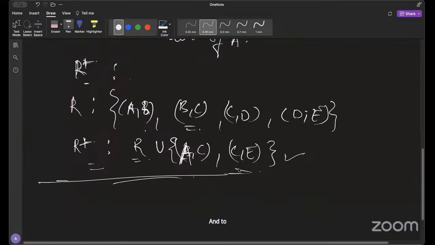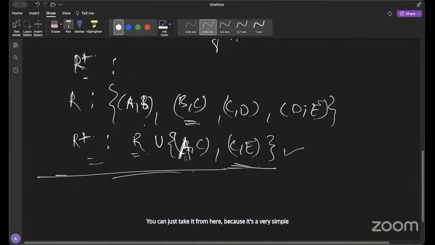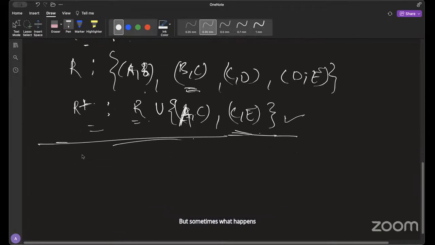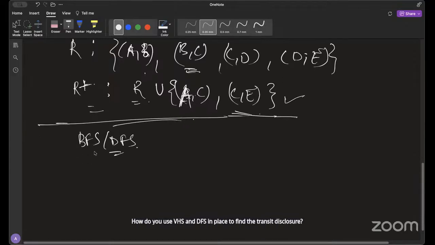And to find the transitive closure, here you can just check it by inspection because it's a very simple graph that we've seen. But sometimes you can do it by using BFS, DFS. How do you use BFS and DFS to find the transitive closure?